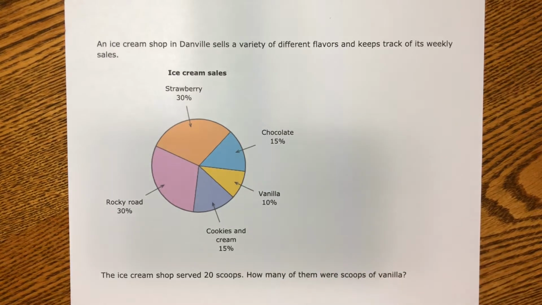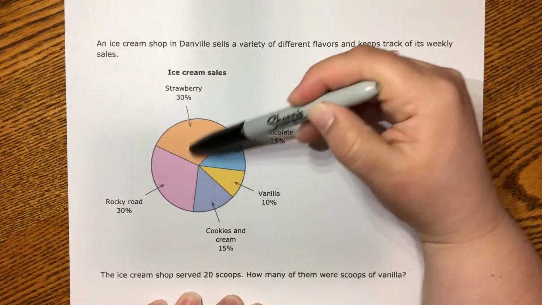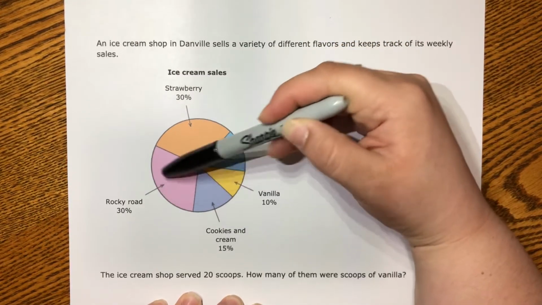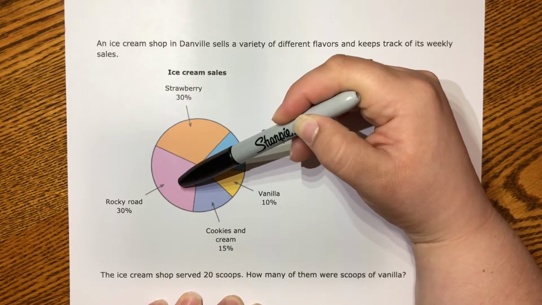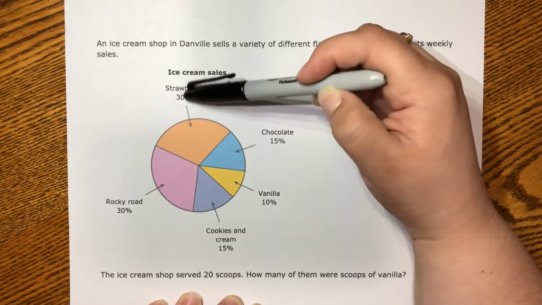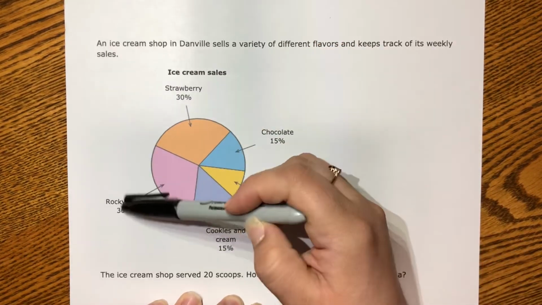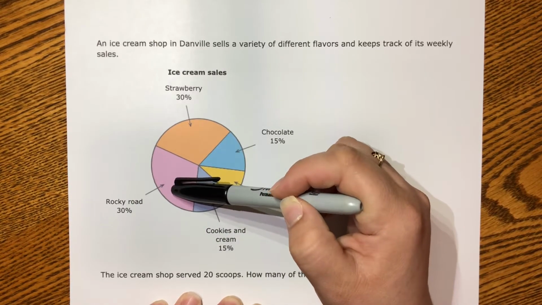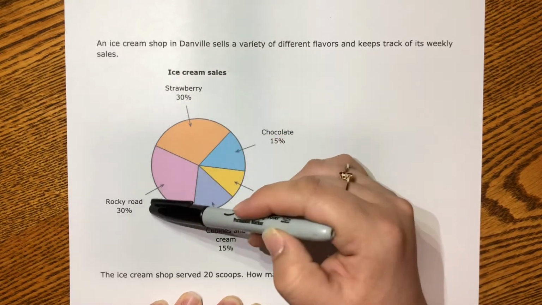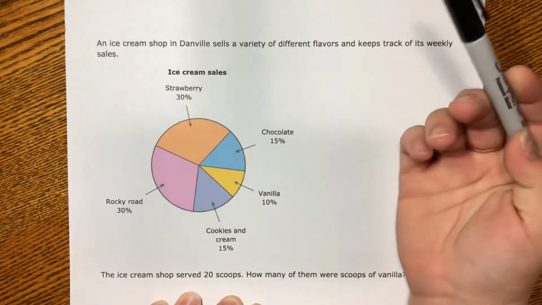Before we start getting into the math aspect of this, we can already look at this and see which is the most popular, which one's not, just based on the pie slices and the percents. Strawberry has the largest slice, but Rocky Road also has a large slice, so they look very similar. To make sure you're looking at the correct size piece, always look at the percents. We have 30% here, 30% here. So you can assume this is the same size and the same amount. So strawberry and Rocky Road are the most popular ice cream sales.